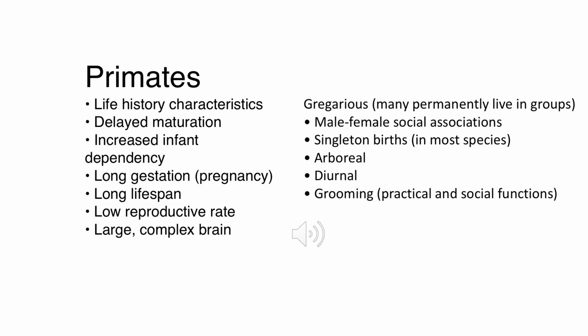We also have large, complex brains. We tend to be gregarious, right? So we trend towards many of our prosimians are still going to live very solitary, but humans, apes, many monkeys are gregarious, which means that we live permanently in social groups. We also have a trend towards male and female social associations. So again, groups that combine male and females outside of just mating. We tend to have singleton births as primates. Now, obviously, sometimes we see twins, sometimes we see triplets, but for the most part, we bear one infant at a time.